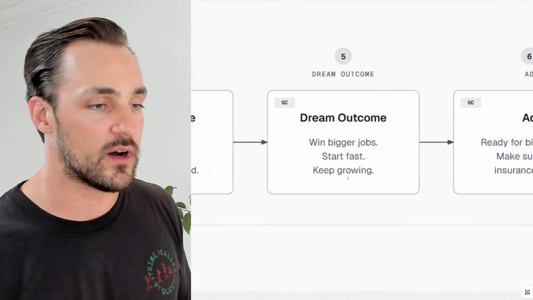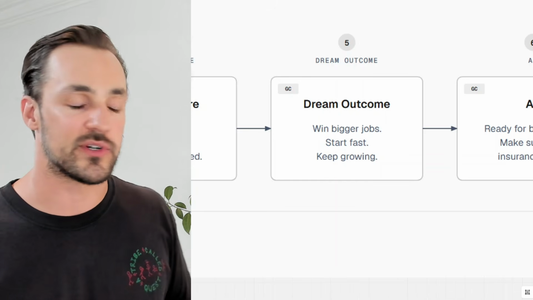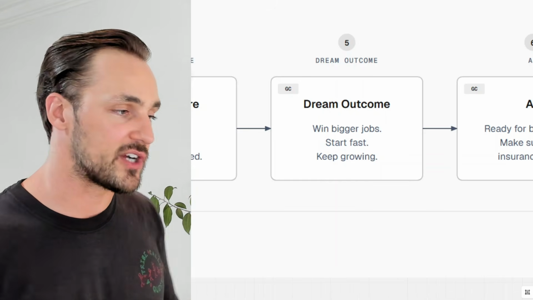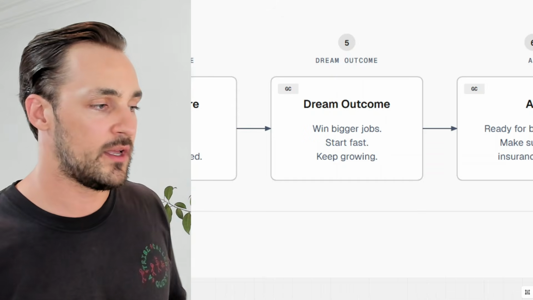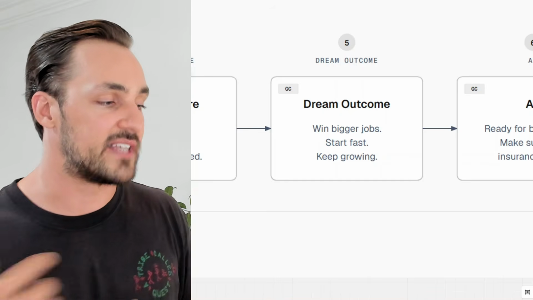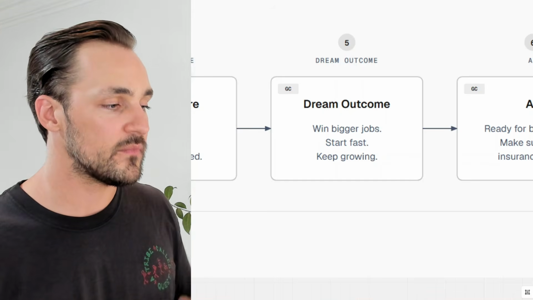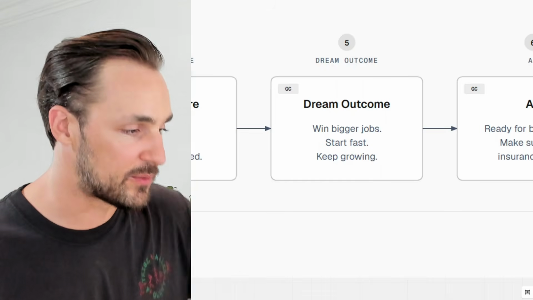What do they actually want? The contractor does not wake up dreaming about buying a new insurance policy. They want to win bigger jobs. They want to start their work on time. They want to hire more people, and they want to continue to grow. Insurance is part of getting them there. That gives us the dream outcome: win bigger jobs, start fast, keep growing.